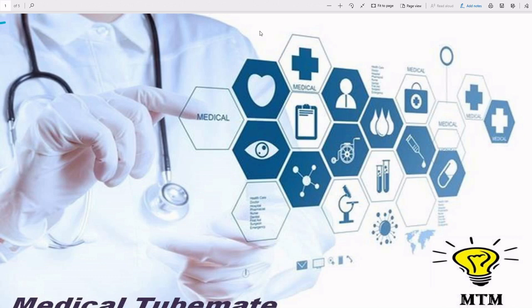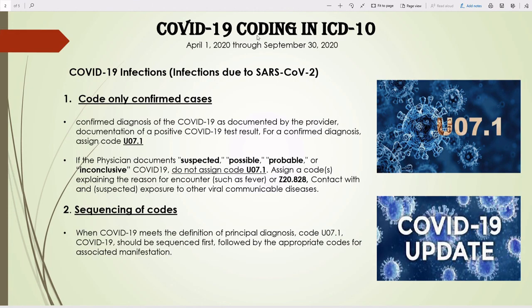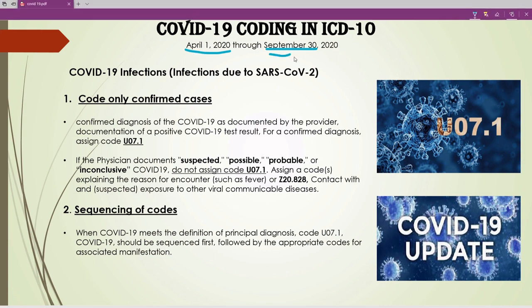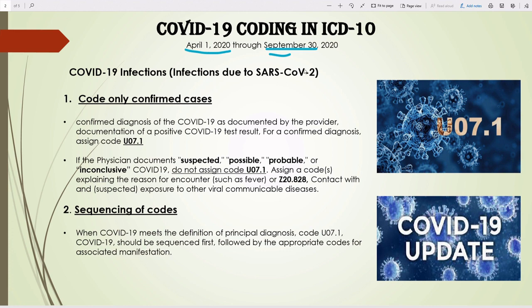Today's topic is COVID-19 coding in ICD-10. So let's start without wasting any time. COVID-19 coding in ICD-10 is for April 1st, 2020 to September 30, 2020. Why? Because every 1st of October, ICD-10 is revised, so this guideline is up to September 30. COVID-19 is an infection due to the SARS-CoV-2 virus. Everyone knows COVID-19, so I'm going to start directly with codes.